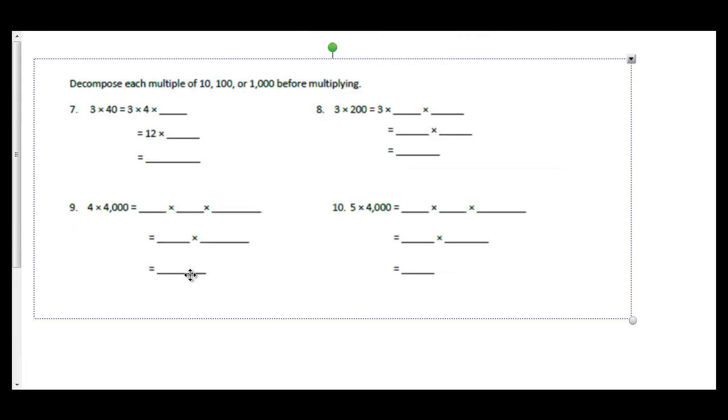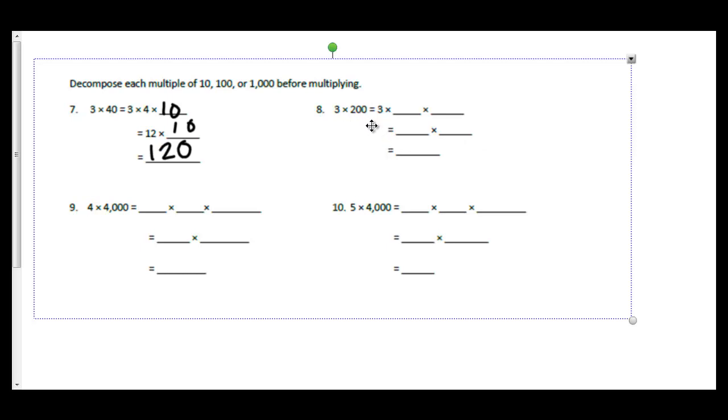All right, let's try the last page here, or the last few problems. Okay, so this time we're going to decompose each multiple of 10, 100, or 1,000 before multiplying. So this is like what we did in our journal. So if you need to look back at that, you can look back at that to see how we did this, because there's no way on the place value chart to multiply times 40. We multiply times multiples of 10, so we're going to change this. So instead of 3 times 40, we're going to say 3 times 4 times 10, because 4 times 10 is 40. Now they multiply 3 times 4 to make 12, and 12 times 10. Now I can say 12 10s is 120.